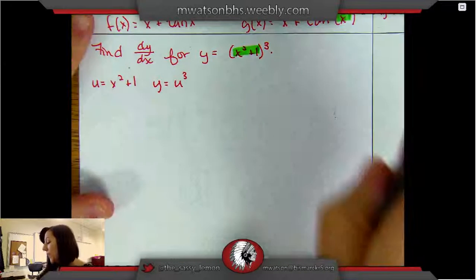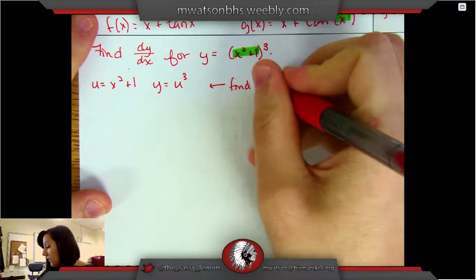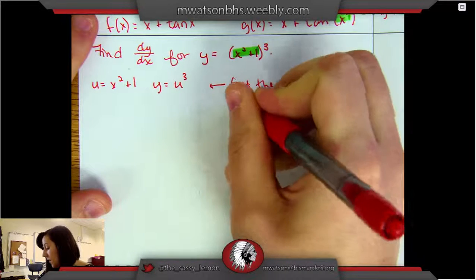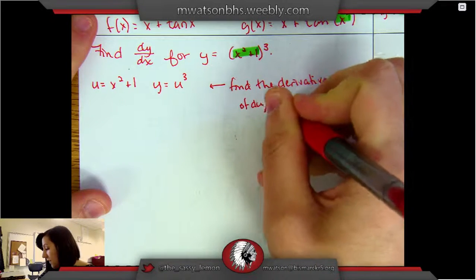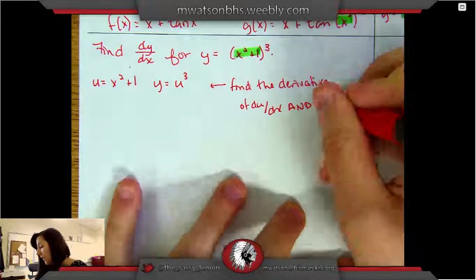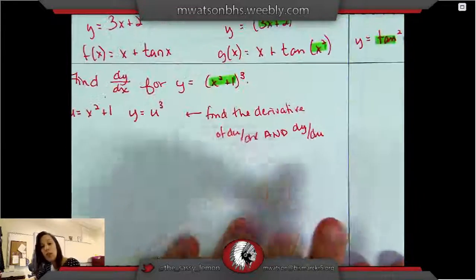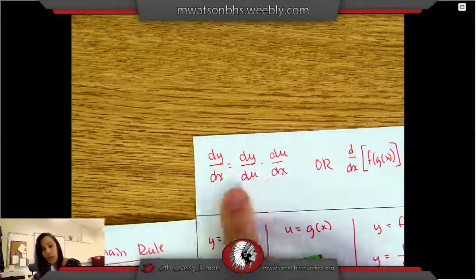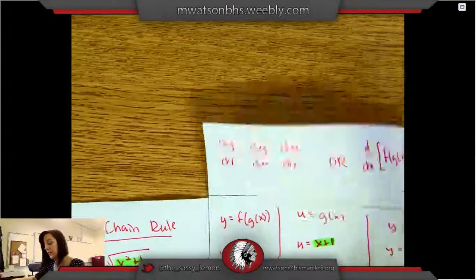Now we're going to find the derivative of each of our equations. Find the derivative of u with respect to x, so du over dx, and find the derivative of y with respect to u, or dy over du. Those should look familiar because those are part of this formula we have written over here. So if we can find those two things, we multiply them and that's our answer.